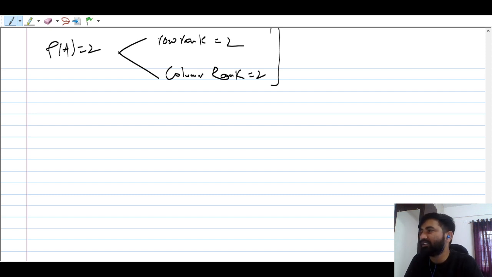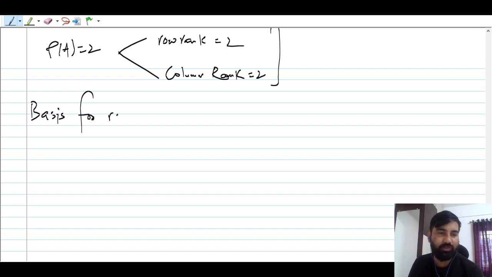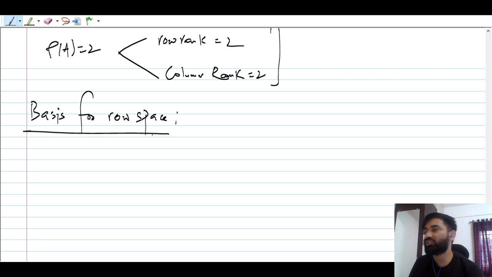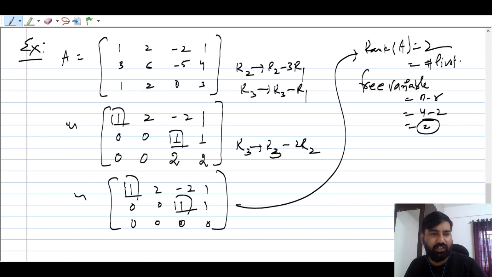So if I ask you what the basis for row space is, what you have to do here is directly take a set and write the rows corresponding to the three variables. Here you see this row has a pivot, which means this row is going to be a linearly independent row. Corresponding to this row, there are two linearly independent rows that you can talk about, because in the basis there should be linearly independent vectors.